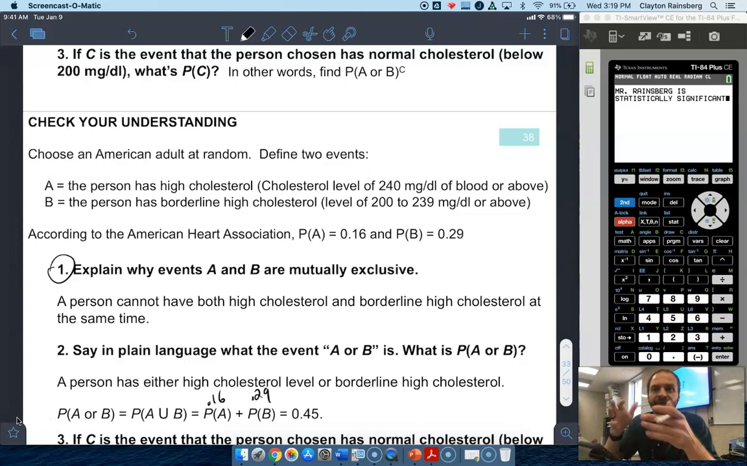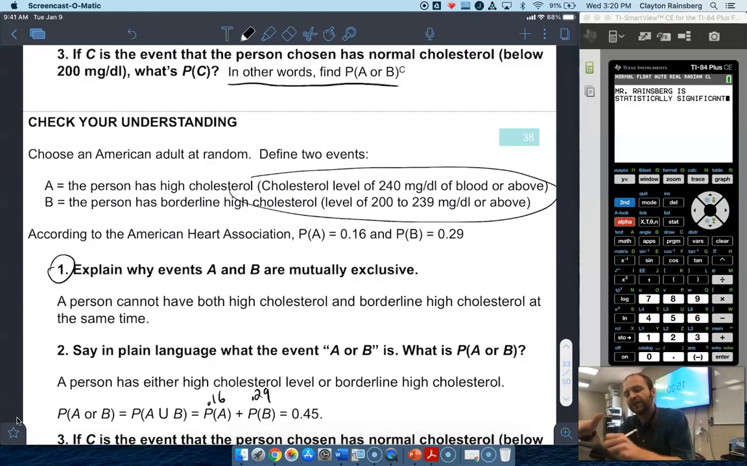Now, number 3 says if C is the event that a person chosen has normal cholesterol, below 200, what's the probability of event C? In other words, what's the complement of A or B? And you have to realize in this scenario, they only gave you high cholesterol and borderline high cholesterol. They never told you normal or low cholesterol in that case.